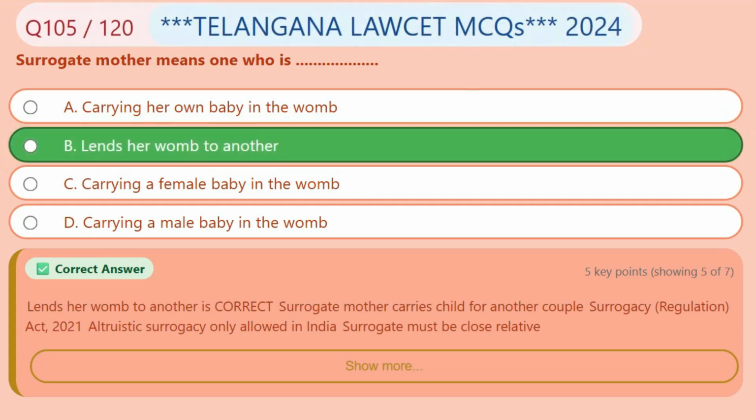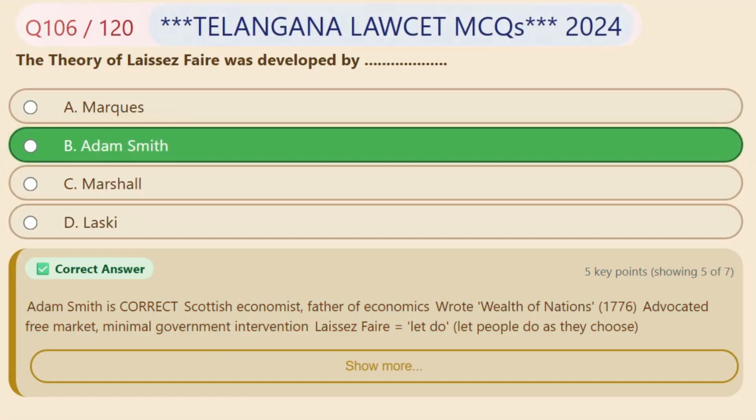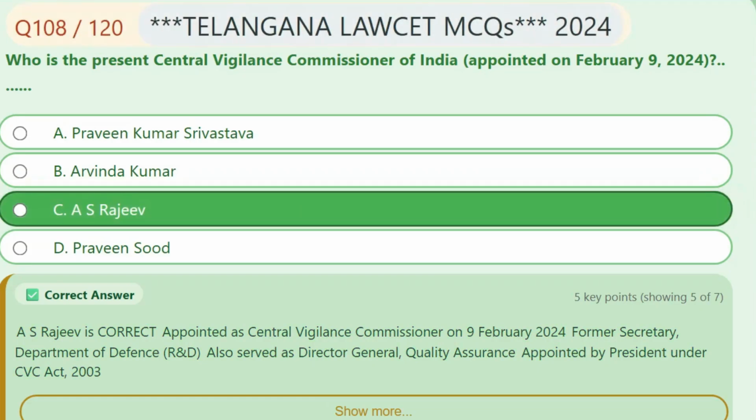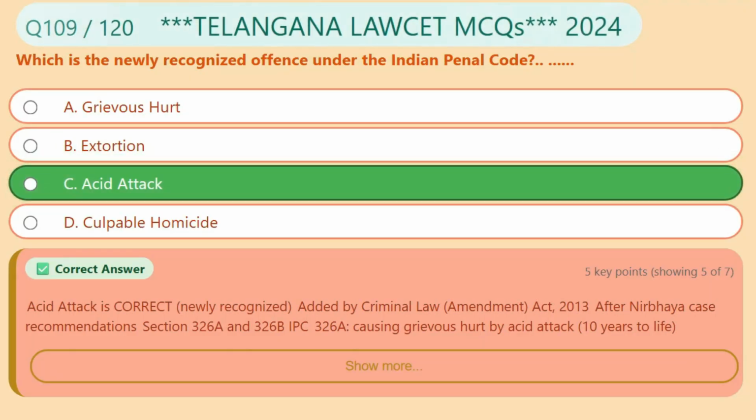Surrogate mother means one who lends her womb to another. The theory of laissez-faire was developed by Adam Smith. Betting on sports is an organized crime. Who is the present Central Vigilance Commissioner of India, appointed on February 9, 2024? A. S. Rajiv. Which is the newly recognized offense under the Indian Penal Code? Acid attack.